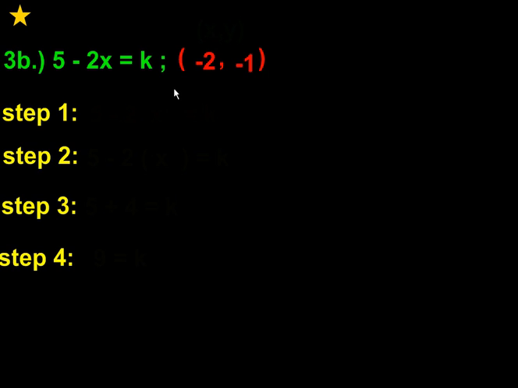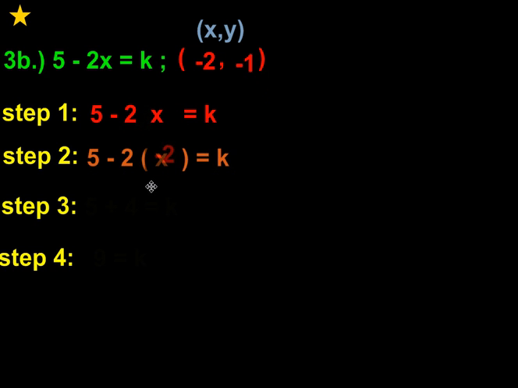Number 3, we have 5 minus 2x equals k, and we know that x equals negative 2 and y equals negative 1. And we don't have a y in here to substitute, but we do have an x. So as we write this out, we can substitute negative 2 for that x, right? And we can do that right here. So we have 5 minus 2 times negative 2 equals k.